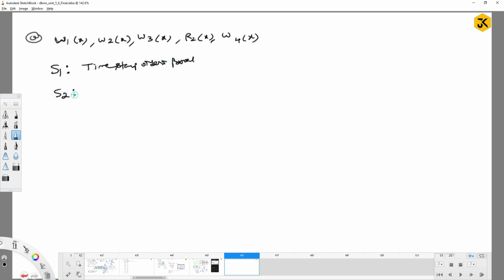And I am taking the statement S2: the given schedule is possible under the Thomas Write Rule. Right? Can you tell which one is correct: S1 and S2 are correct, or neither S1 nor S2 is correct? Like that, they have given the options.